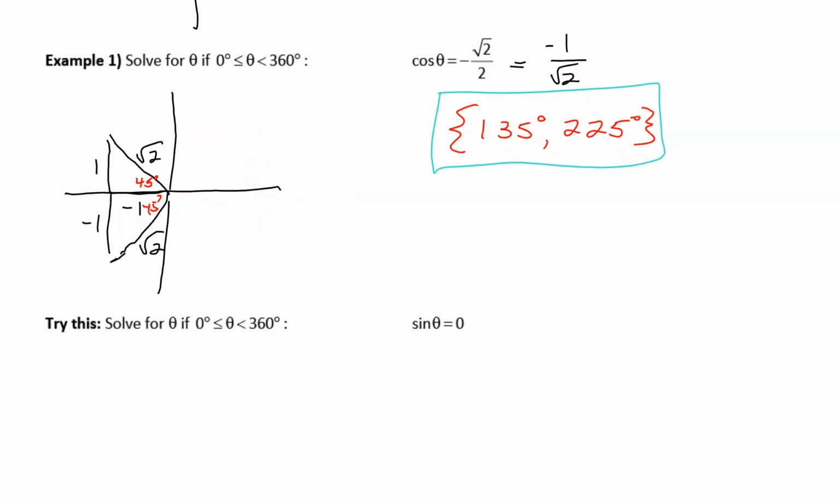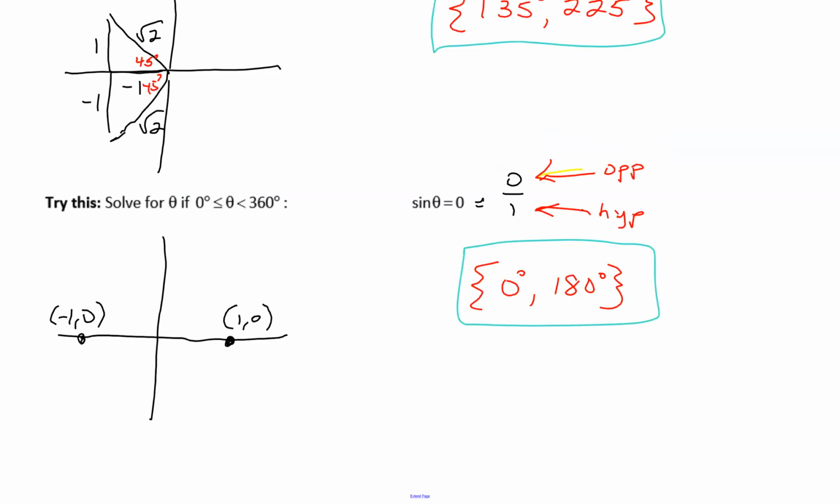Here's the answer for example 1. And hopefully you realized that it was easier to use the unrationalized version of cosine. And since cosine is negative, we're going to find quadrant 2 and 3 angles of 135 degrees and 225 degrees, which both have a 45 degree reference angle. All right, try this on your own.